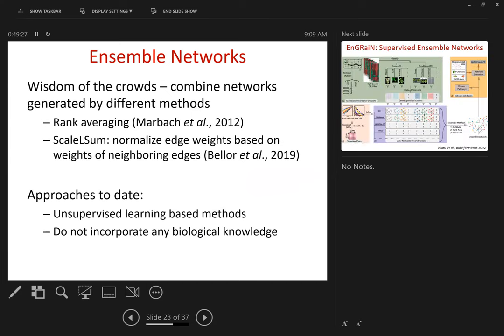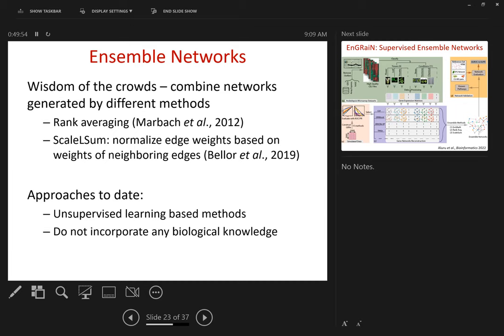One last method, again using machine learning, that I want to briefly touch upon is this concept of ensemble networks. The idea of ensemble networks came from a 2012 paper, again by Marbach et al., titled Wisdom of the Crowds. What they found is that there are all these different mathematical approaches that try to predict the network from data, and they don't give identical results. They all give different results.